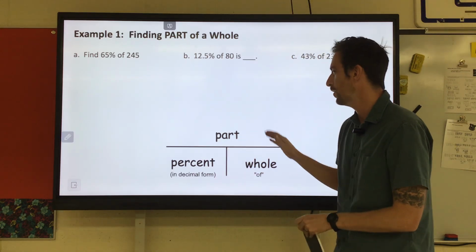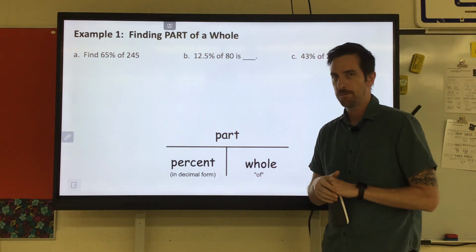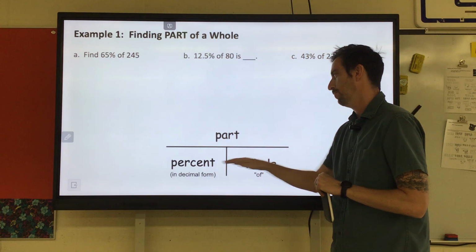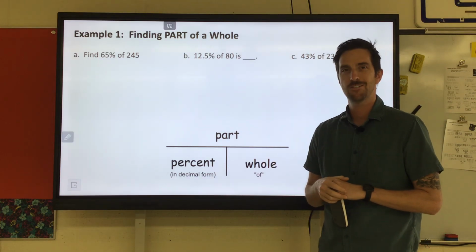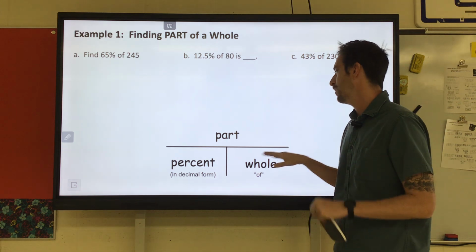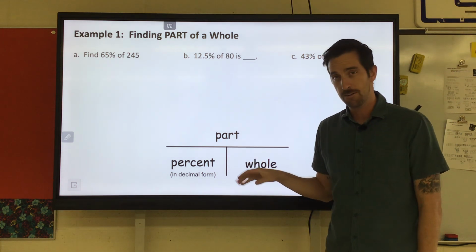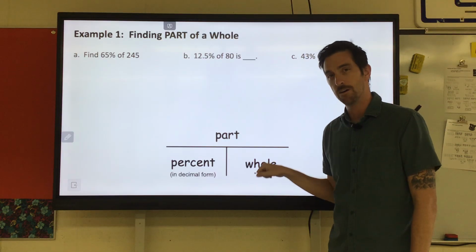We're going to create what is called the percent T. So up top, we're going to put the part. We'll talk about that in a second. Bottom left, we're going to put the percentage, but we're always going to put it in decimal form. And then in the bottom right, we're going to put the whole. Now, the whole is the easiest thing to find because it always comes right after the word of.